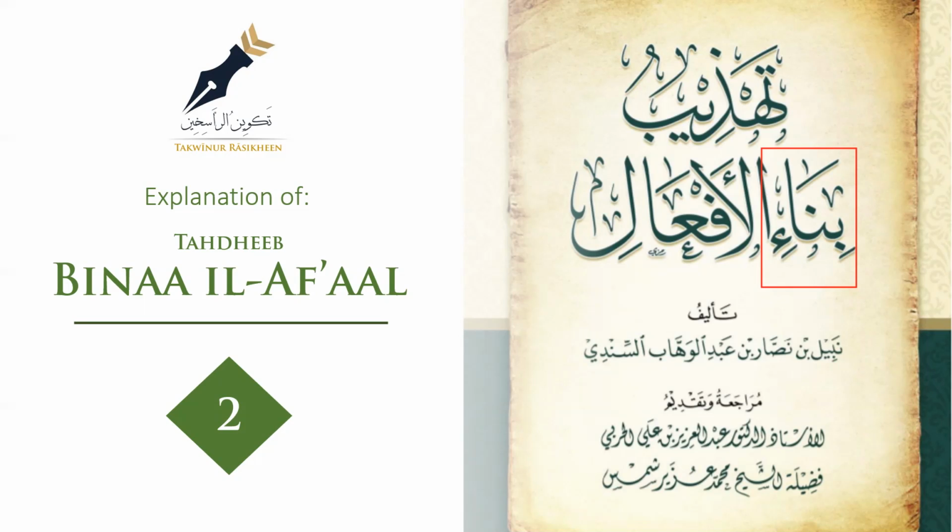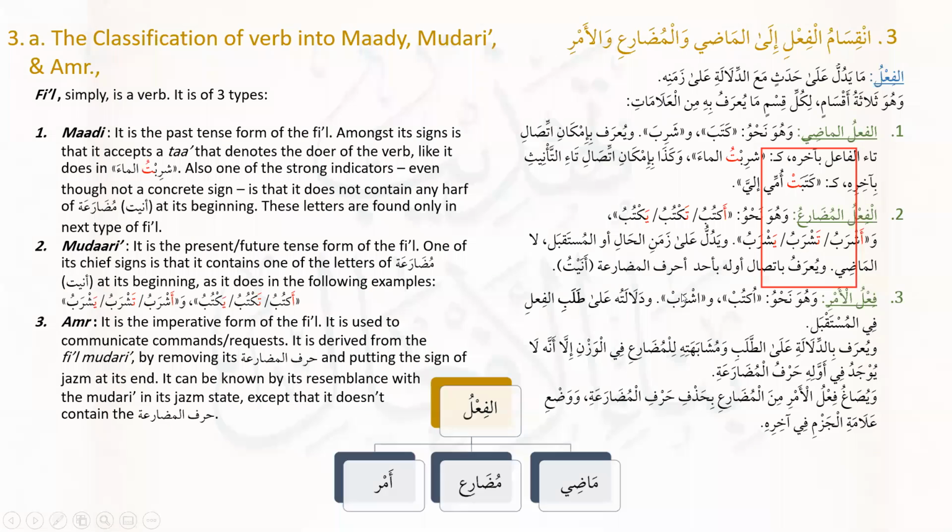طيب نبدأ الآن يا إخوان يا أخوات with الفعل. The first classification, that is انقسام الفعل إلى الماضي والمضارع والأمر. The فعل يا إخوان is divided into ماضي مضارع and أمر. طيب, first question, what is the difference between فعل and اسم?